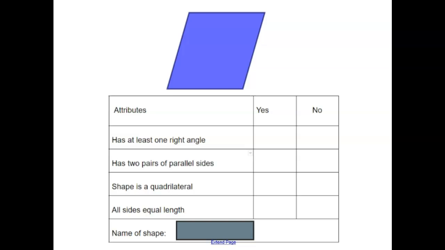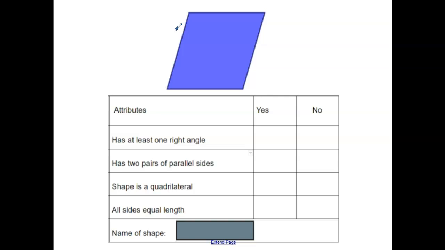Okay, does the shape have at least one right angle? So on this side, it will list attributes. And on this side, we will check the boxes to say whether or not it has that particular attribute. So does this polygon have at least one right angle? Well, let's check. This angle is not a right angle. Is this angle a right angle? Check the angles and determine, does this polygon have any right angles?